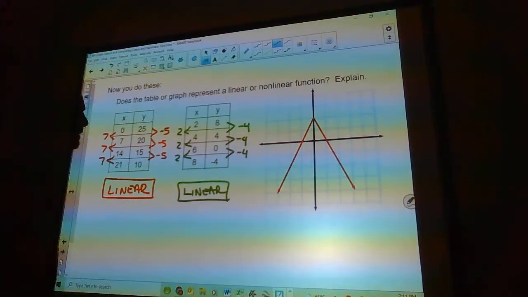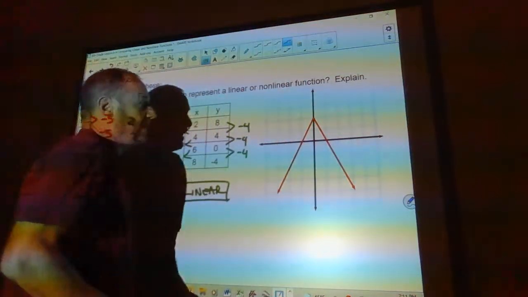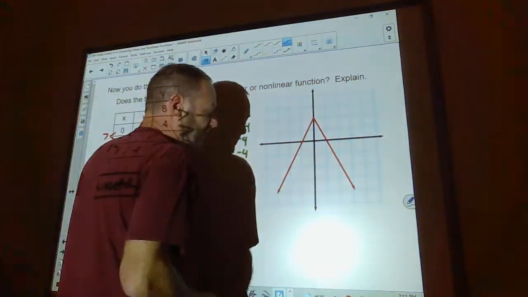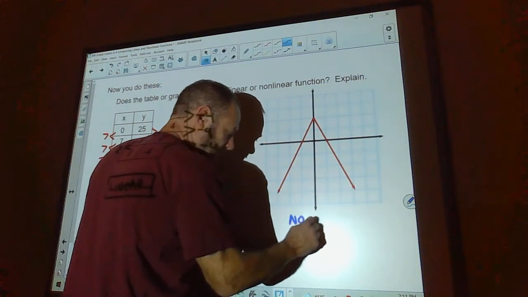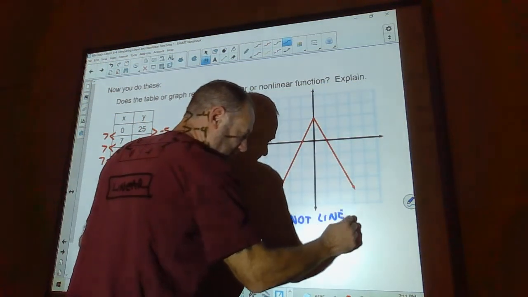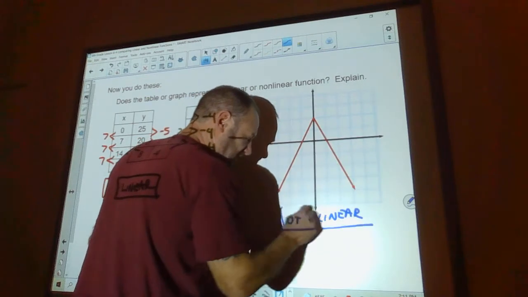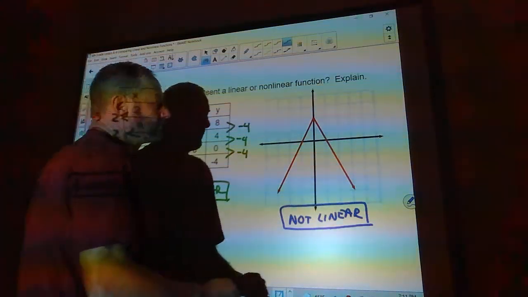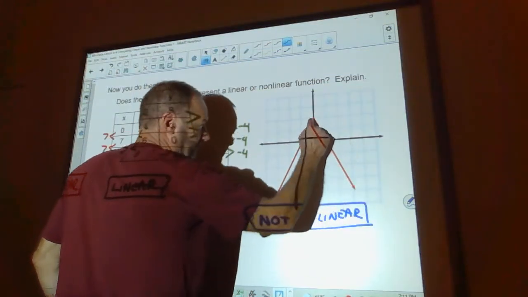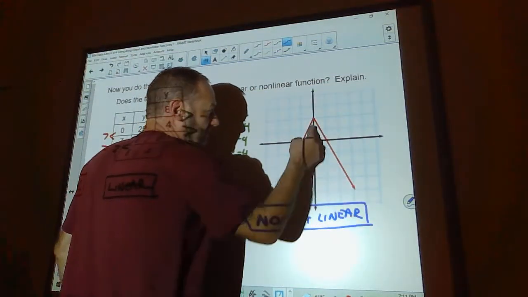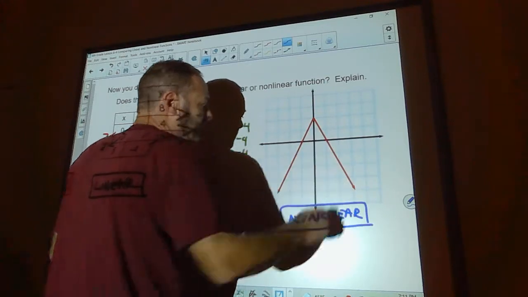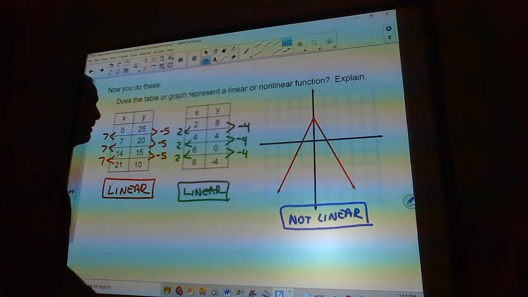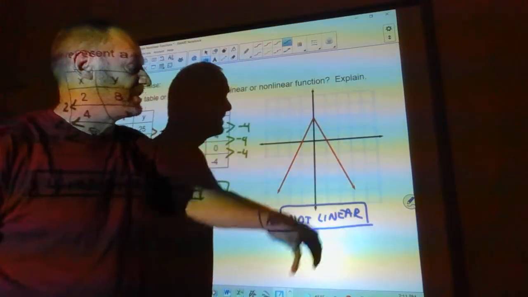Okay, this one you can look at and say, well, obviously this is not linear because it doesn't form a line. So this one's not linear as a whole. Now here's the thing. If I look at this part of it right here, this part is linear and this part is linear. But the whole thing is not linear because the slope over here is positive and the slope over here is negative.